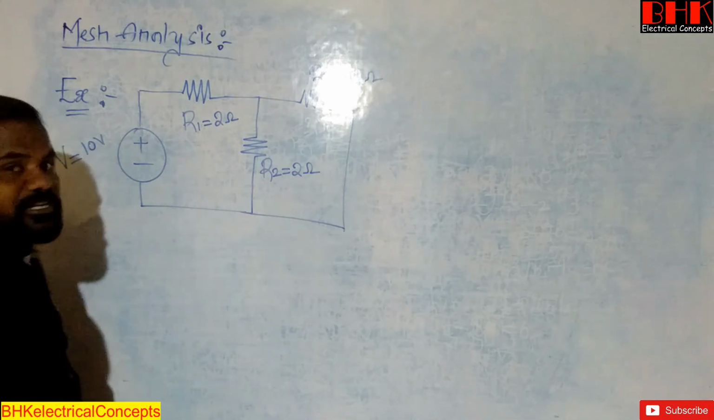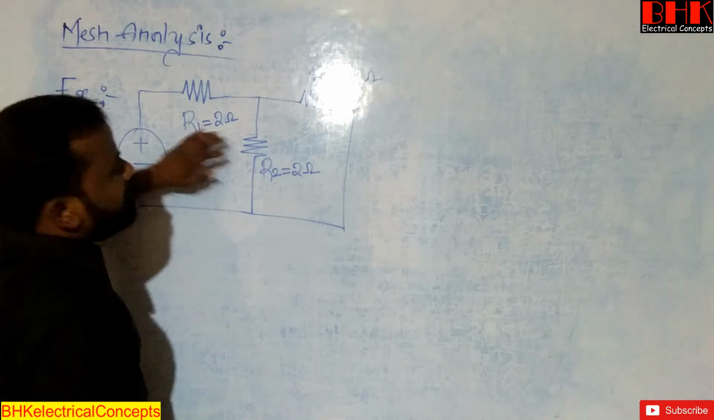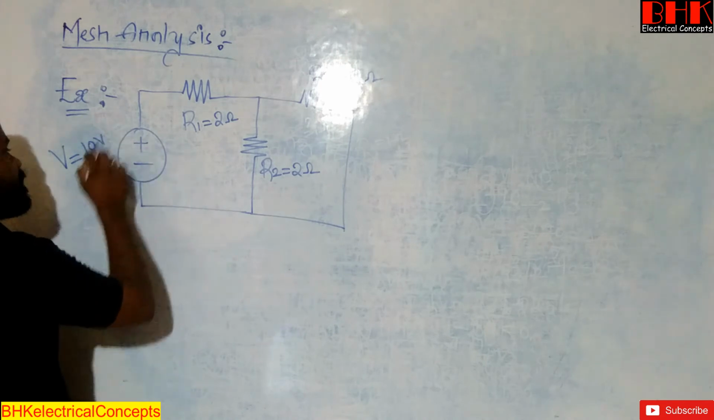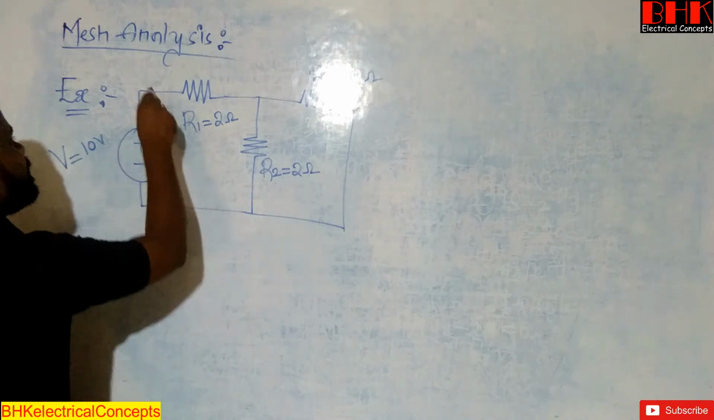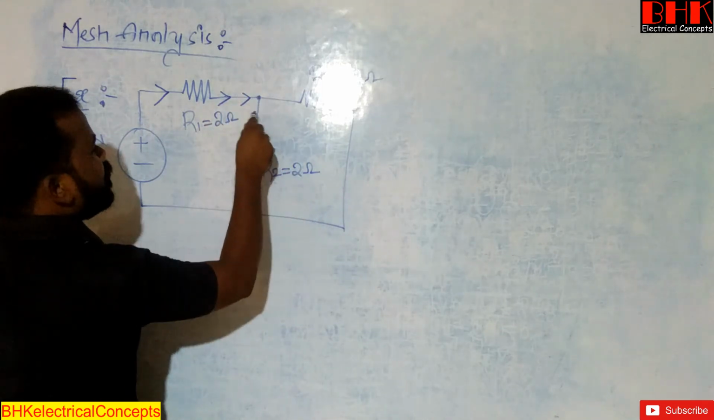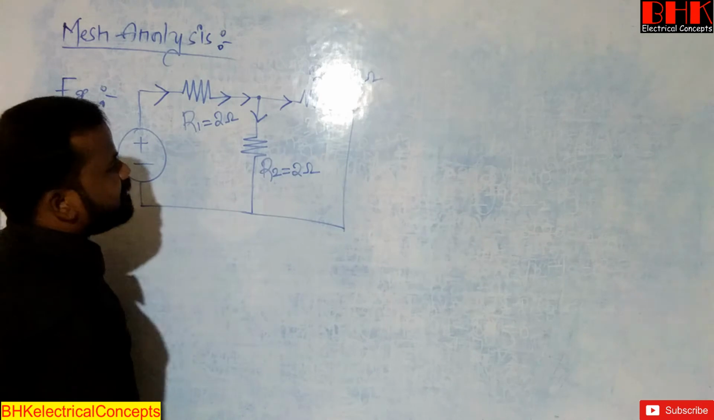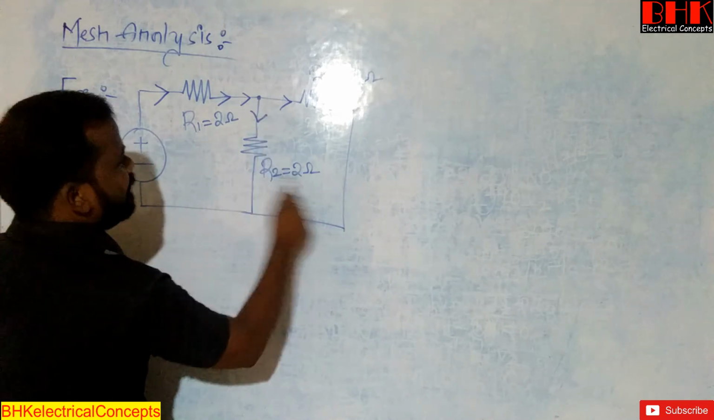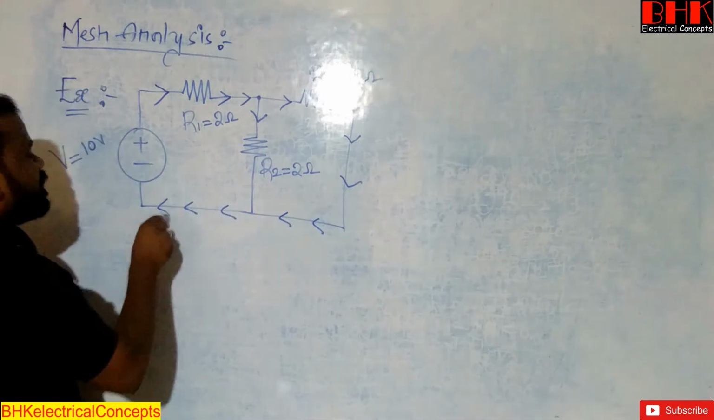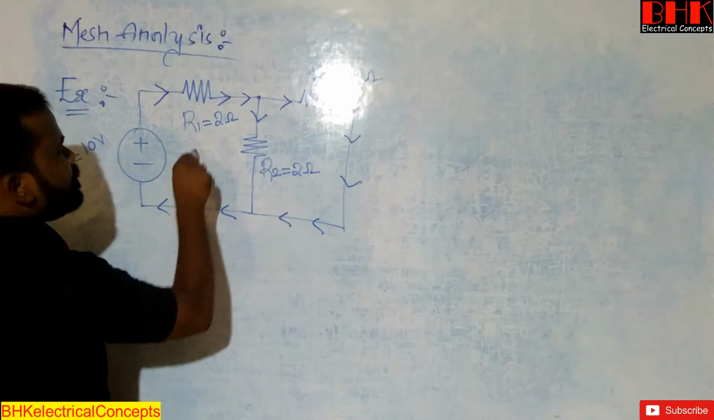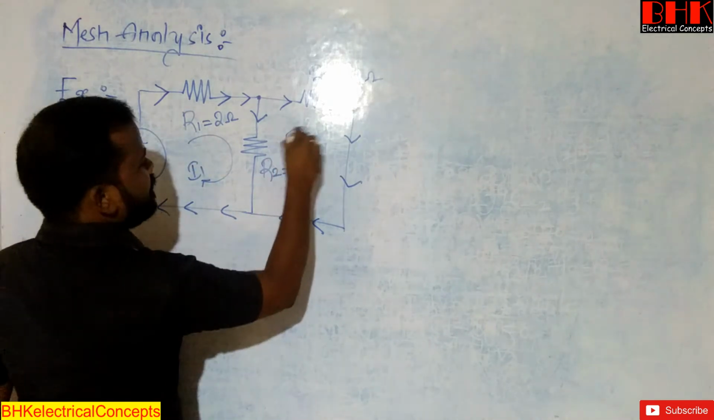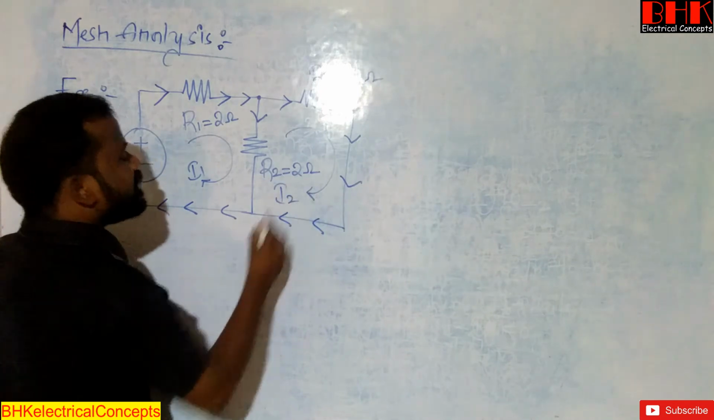Now see here, this is one loop and this is another loop. If a voltage source is connected like this, then the direction of current is like this. After this junction point, the current divides and flows like this and like this. We are talking about loops, so we have loop 1 with current I1, and loop 2 with current I2.